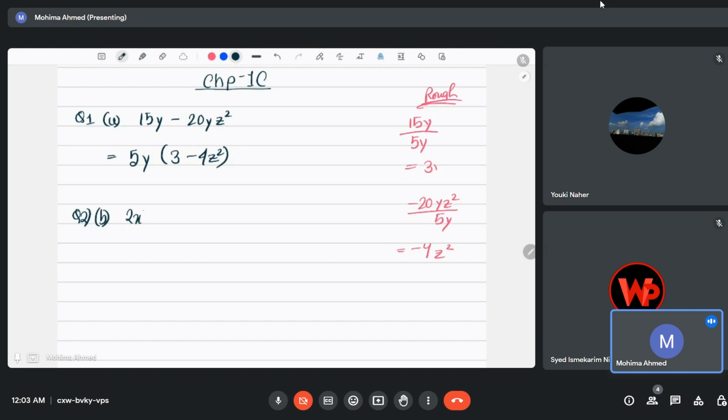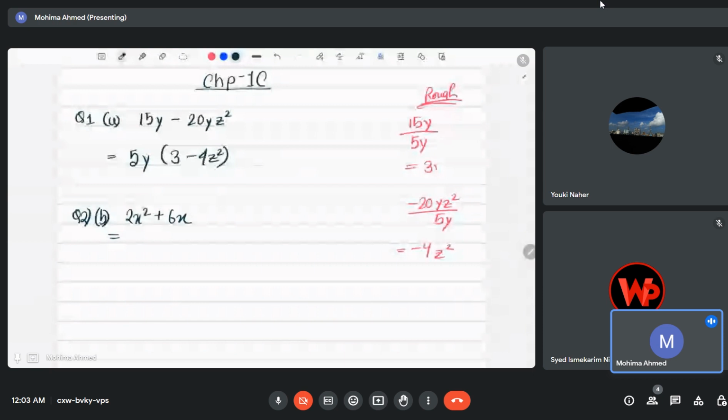Now again, focus on the numbers. We have 2 and 6 over here. Both have a common factor of 2. So we can take 2 common. Whenever working with alphabets, for example, in this situation, we have x squared and x. Always take the alphabet with the smallest power as a factor, right? We will take x with the power of 1 as a factor, not x squared. X squared indicates that it has two x's involved. So obviously 6x doesn't have 2 x's, right? So always take the alphabet with the smallest power.